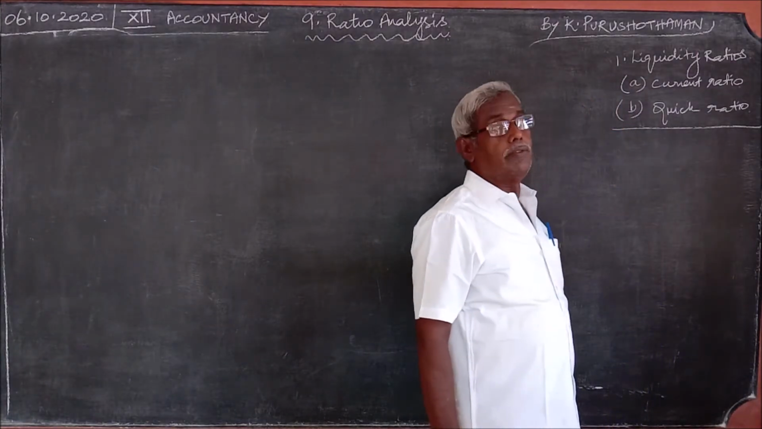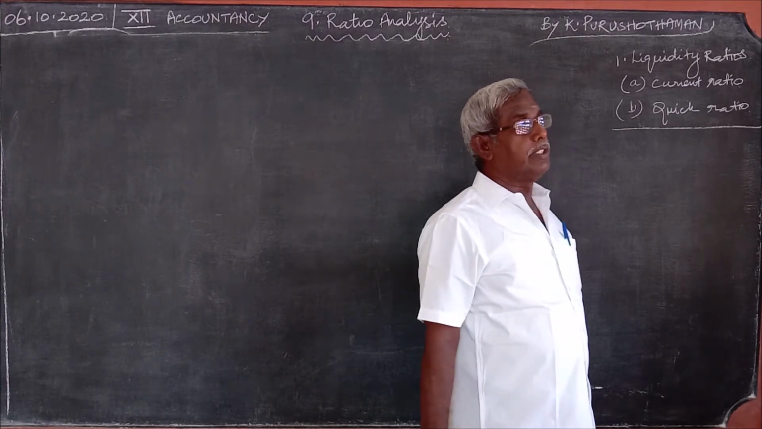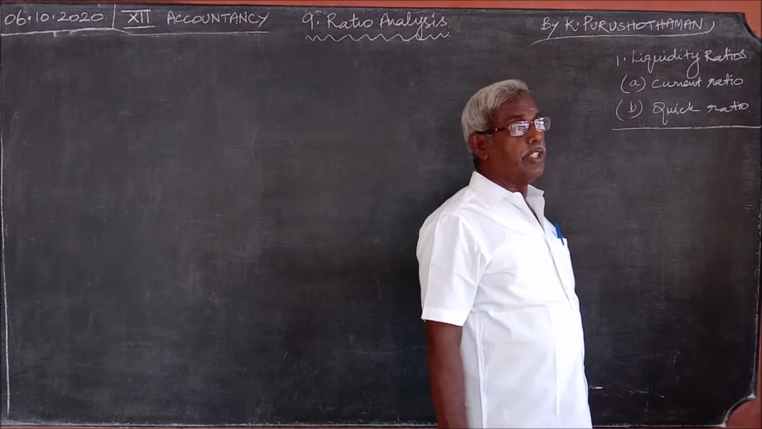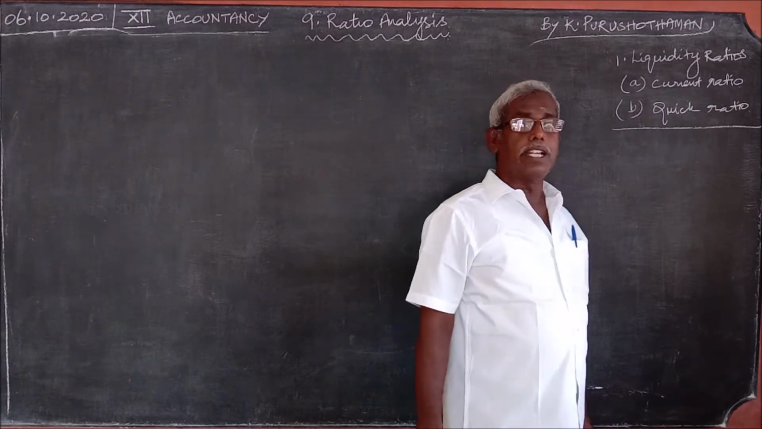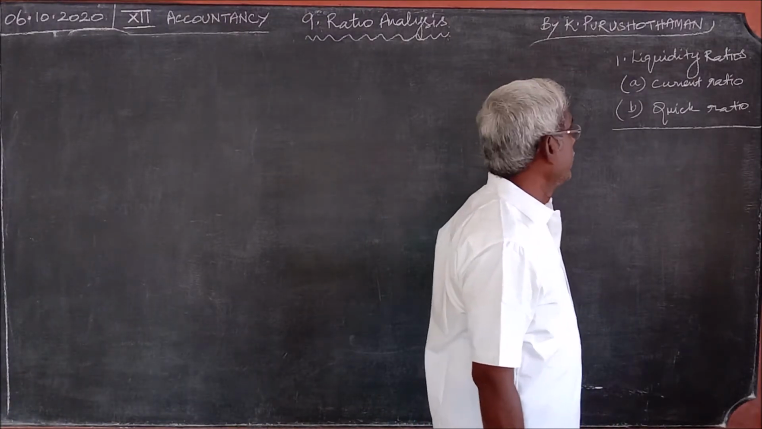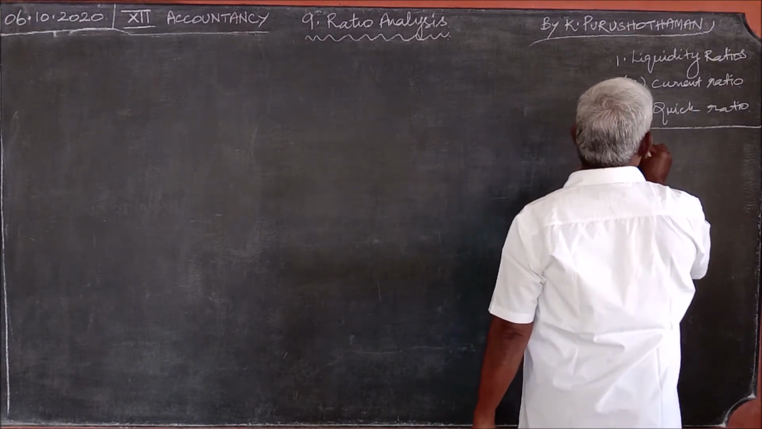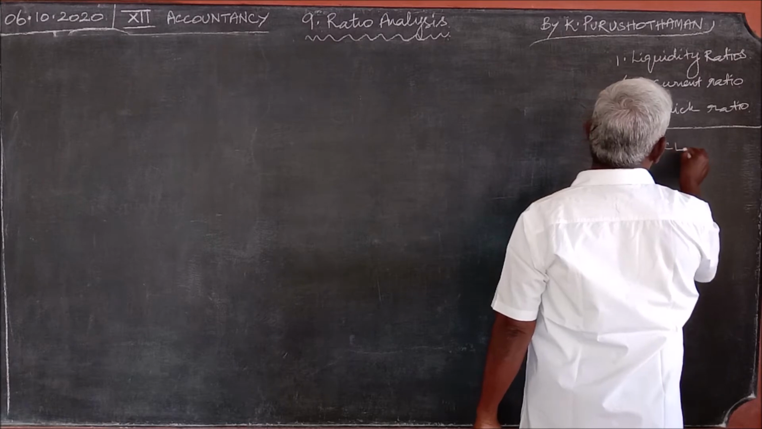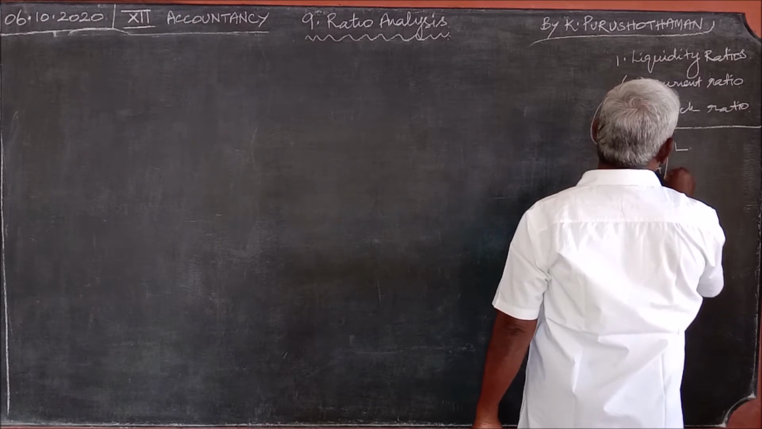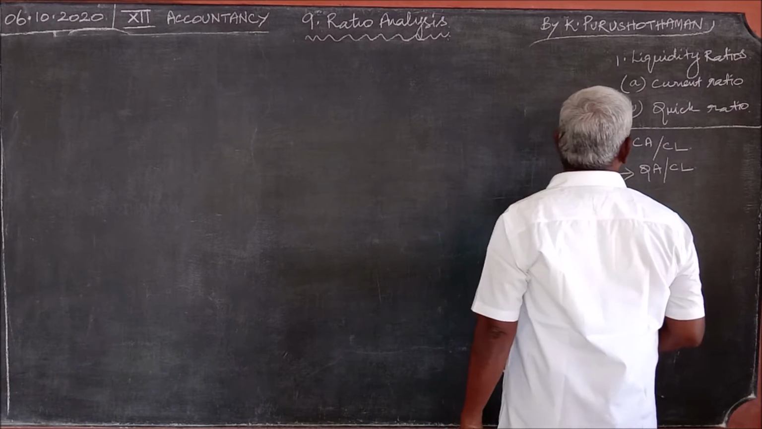What is the formula we have seen so far? Current ratio is equal to current assets by current liabilities, whereas quick ratio is quick assets by current liabilities. These are the two formulae we have seen already. That is, current ratio is equal to current assets by current liabilities, and the quick ratio is equal to quick assets by the same current liabilities. This is the first one.